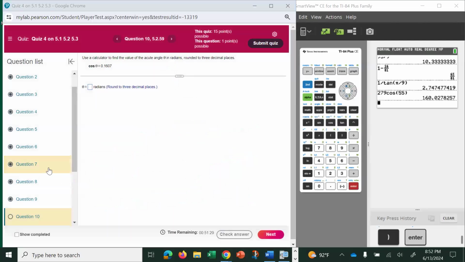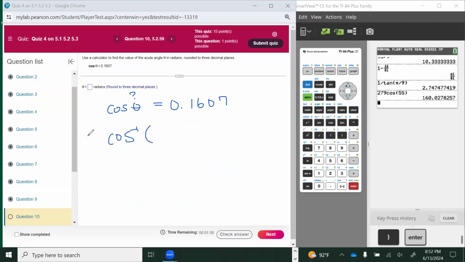Okay, number 10, use a calculator to find the value of the acute angle. So this time, we're missing the angle. You're given the ratio. And so if you're missing the angle, we need to use the inverse function. To do the inverse, the angle is equal to the inverse of cosine 0.1607.